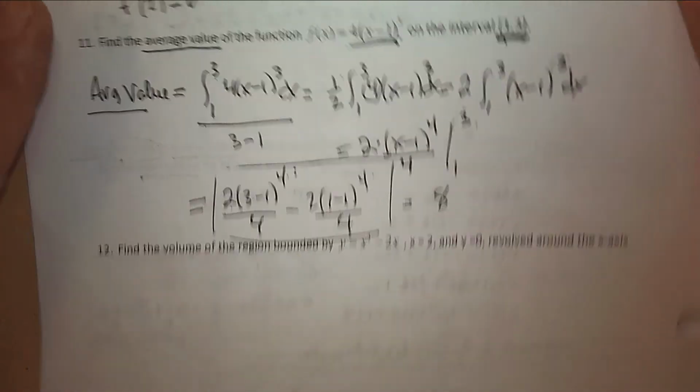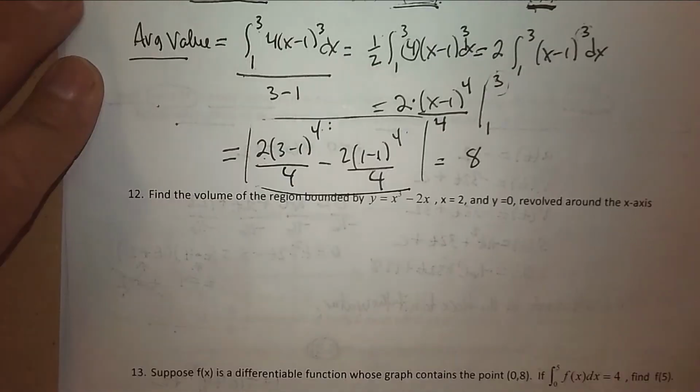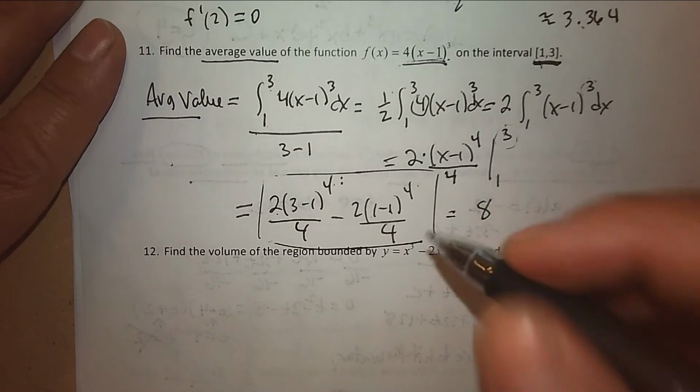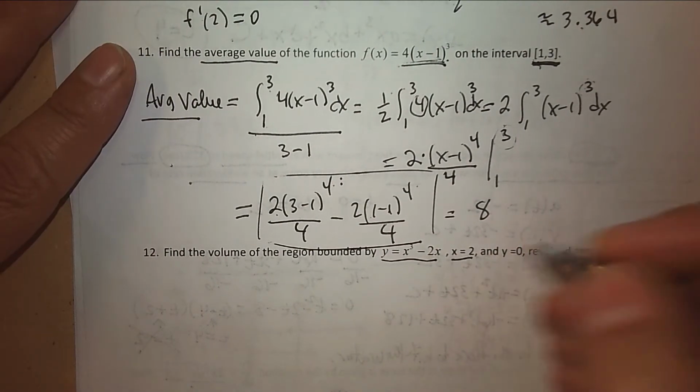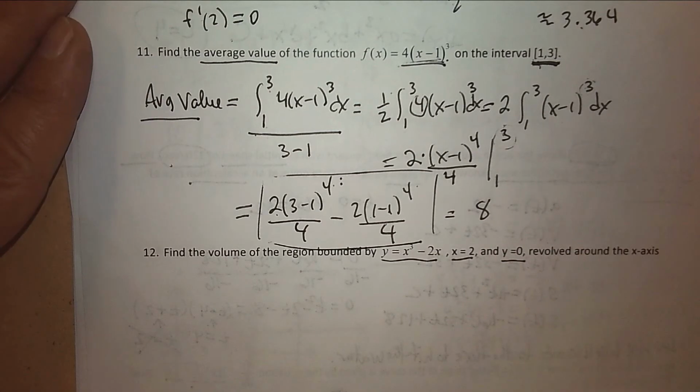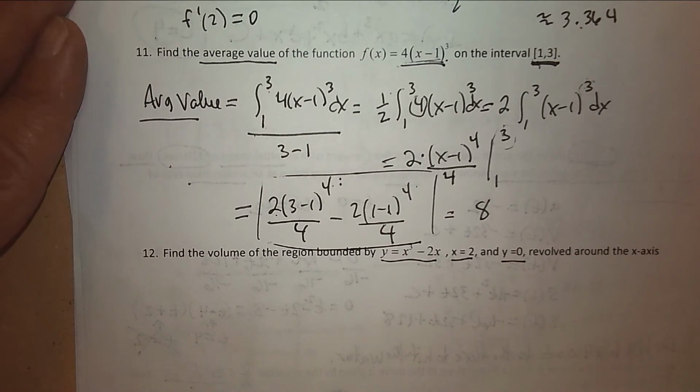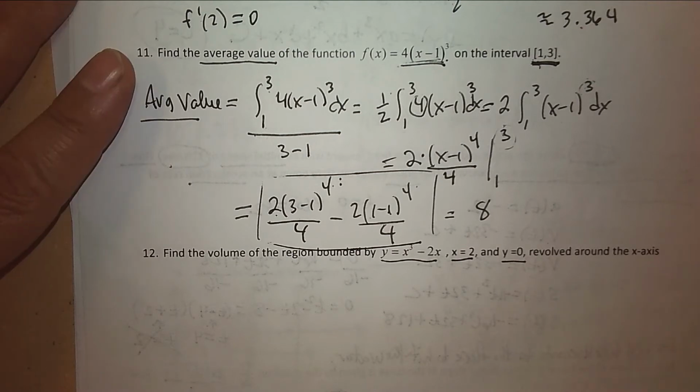All right, number 12. Find the volume of the region bounded by these two equations, x cubed subtract 2x, x equals 2, and y equals 0, and it's revolved around the x-axis. So let's get a picture of this.